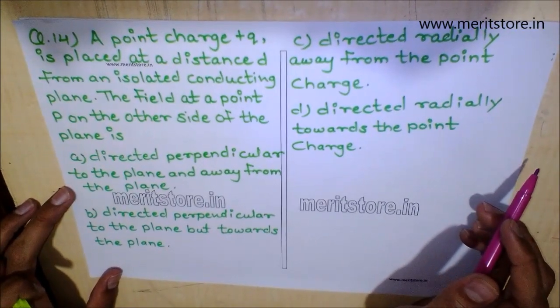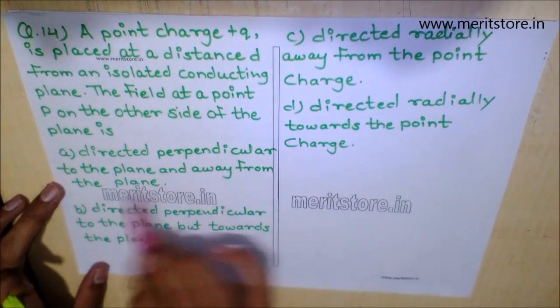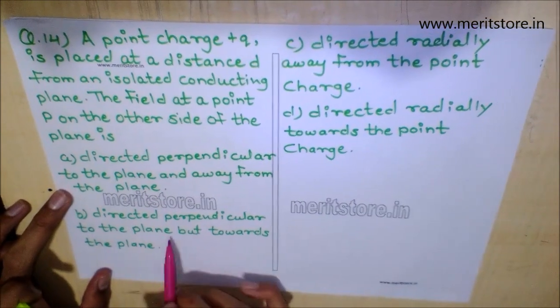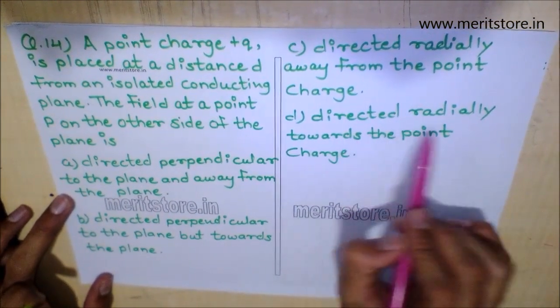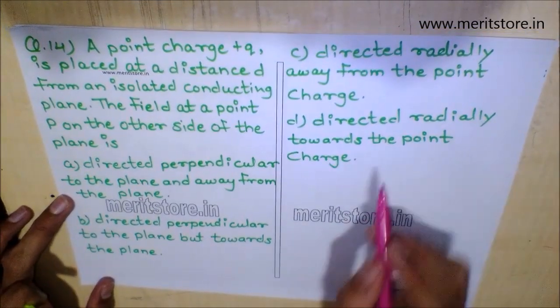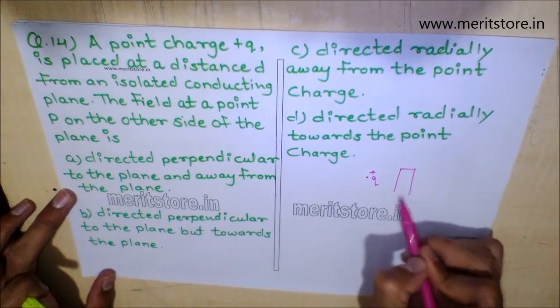The field at a point P on the other side of the plane is directed perpendicular to the plane and away from the plane, directed perpendicular to the plane but towards the plane, directed radially away from the point charge, and directed radially towards the point charge. Suppose we have a point charge Q that is given as plus, and we have an isolated conducting plate.